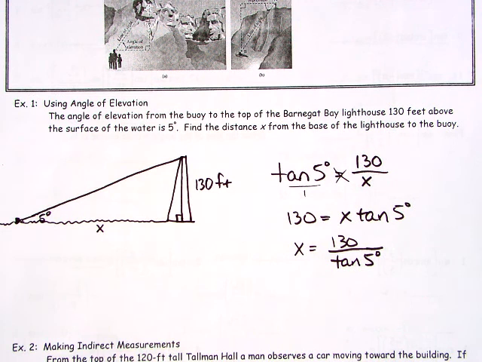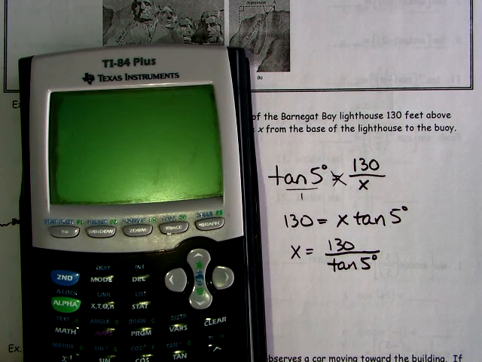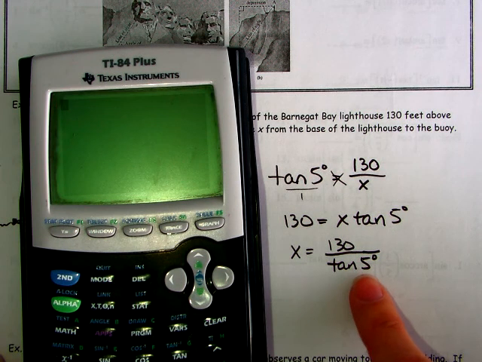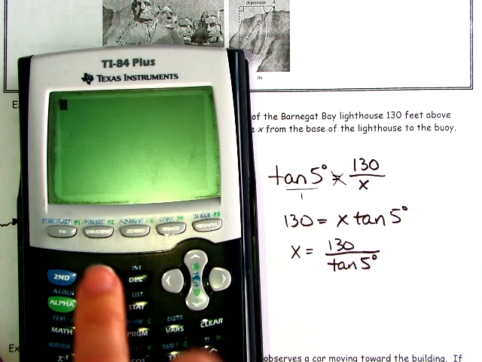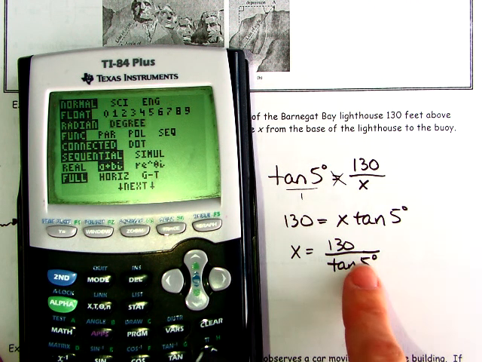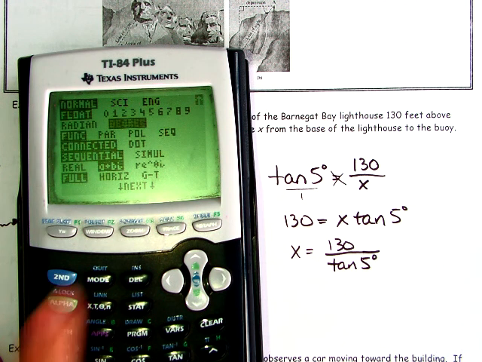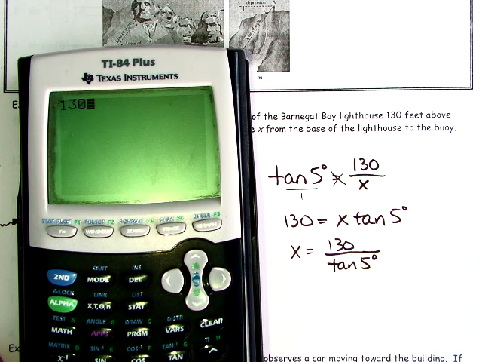Okay, now we're going to go ahead and put this into our calculator. First of all, we are typing in a tangent of an angle, so we need to make sure we're in the right mode. If we check our mode, I'm in radians currently, so I need to change to degrees because the angle that I'm entering is in degrees. Then we can go ahead and enter 130 divided by the tangent of 5.